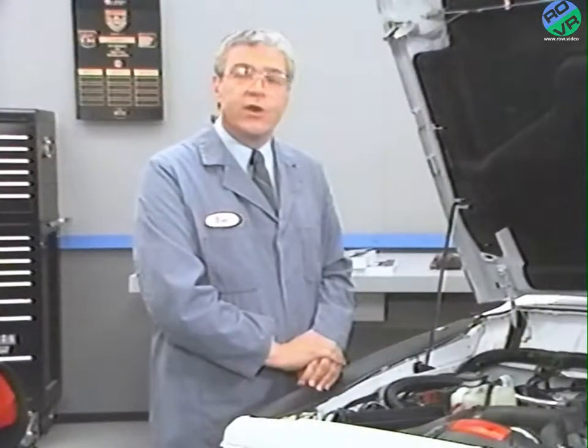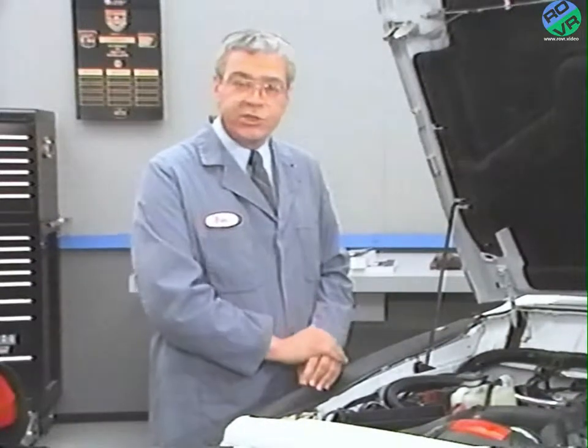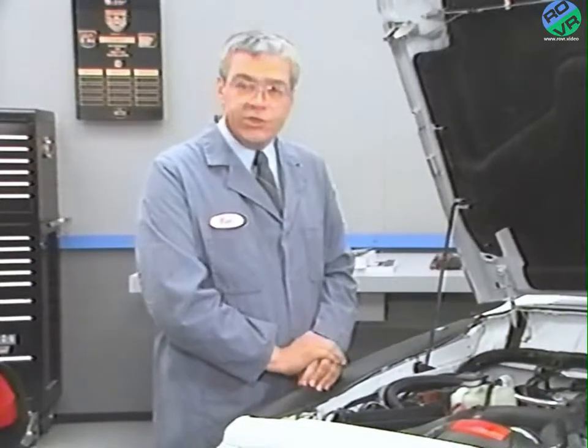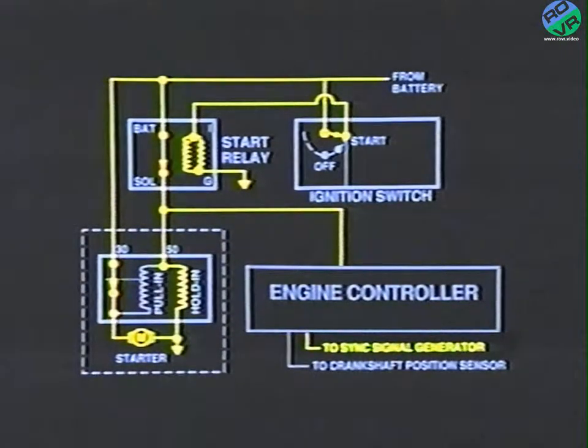The engine crank signal from the starter relay provides a signal to the engine controller to indicate when the engine starter is engaged. When the engine controller determines that the starter is engaged, it starts looking at the inputs from the crankshaft position sensor and the sync signal generator. If the engine controller does not receive a CPS signal within 3 seconds of cranking the engine, it will shut down the fuel injection system.